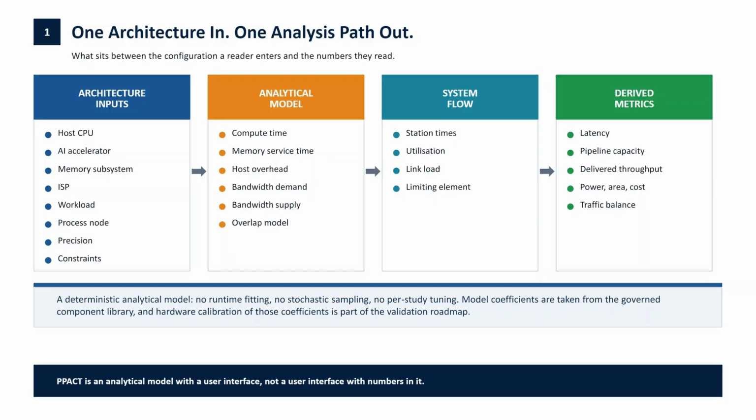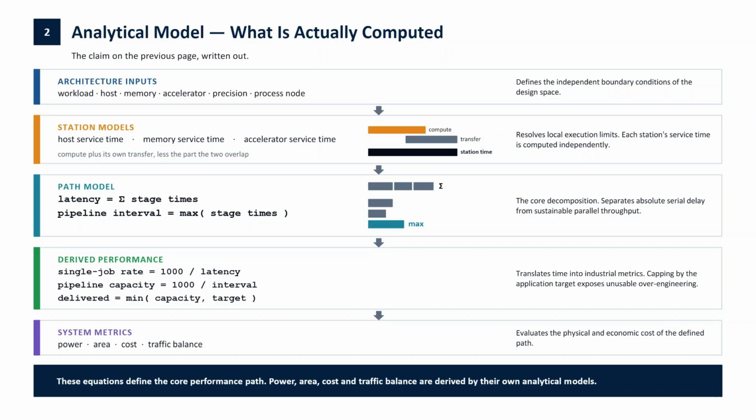For this reason, the PPACT Studio user interface is not simply a screen that displays numbers. The analytical model comes first, and the user interface presents the results produced by that model. Let us now look more closely at what the analytical model actually computes. First, the processing time of each station is calculated independently. For example, the model calculates host service time, memory service time, and accelerator service time. Each station time includes computation and data transfer components. Where those activities can occur concurrently, the overlapping portion is accounted for as overlap.